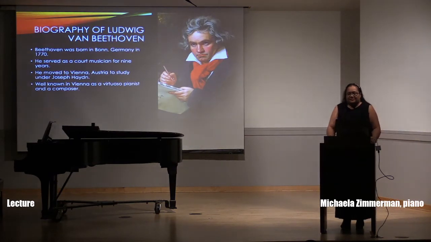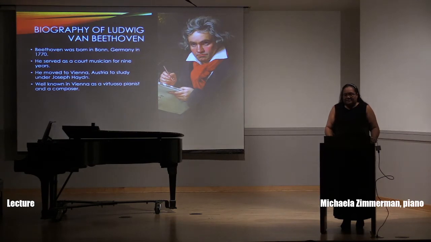Ludwig van Beethoven was born in Bonn, Germany in 1770. He was born to a musical family. His father and grandfather were court musicians. Beethoven was a gifted pianist and violist. After following in his father's and grandfather's footsteps, serving as a court musician for 9 years in Bonn, he moved to Vienna, Austria, to study with Joseph Haydn and remained in Vienna for the rest of his life.